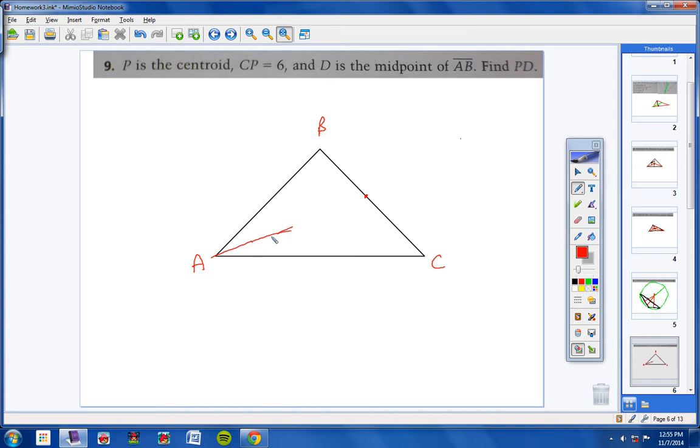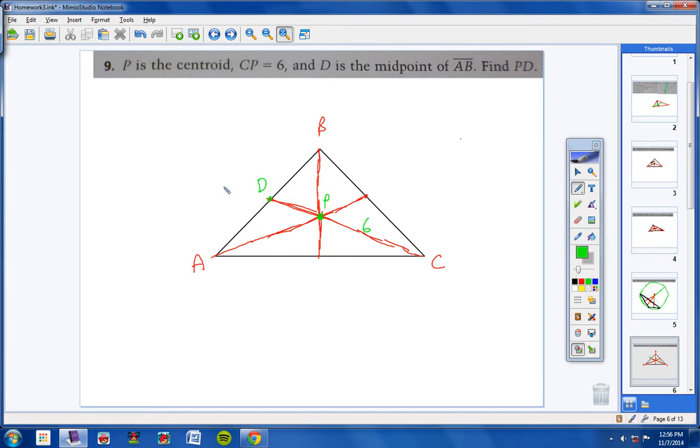This is such a great mid-chapter review, guys. It really covers a lot of stuff. And there's a median. There's the median. Okay, now CP, P is the centroid. So here's P right here. CP is 6. Okay, find PD. It says D is the midpoint of AB. So here's AB right here. So D is the midpoint. Find PD, find this length.